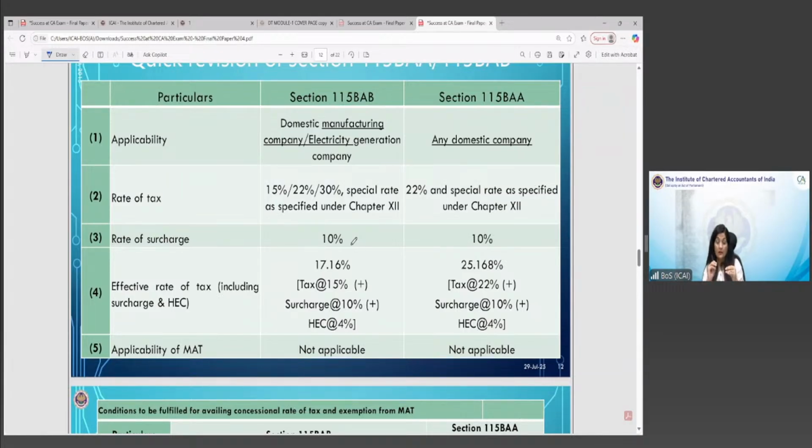Okay? Keep in mind, because it happens when you compute certain things, you skip applying the surcharge because you are in a hurry and forget that the income exceeds 1 crore. If the income exceeds 1 crore, then only surcharge is applicable. Suppose the income does not exceed 1 crore, no surcharge is applicable as per the normal provisions. However, in case of the concession regime, irrespective of your total income, surcharge is applicable at the rate of 10%, right?